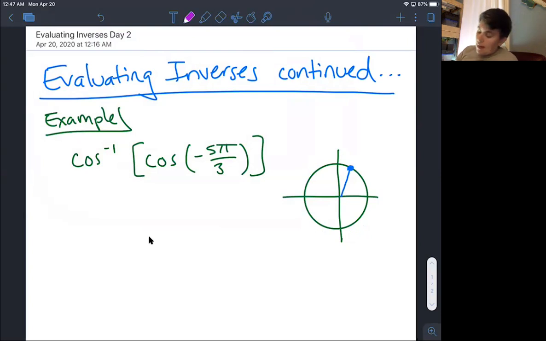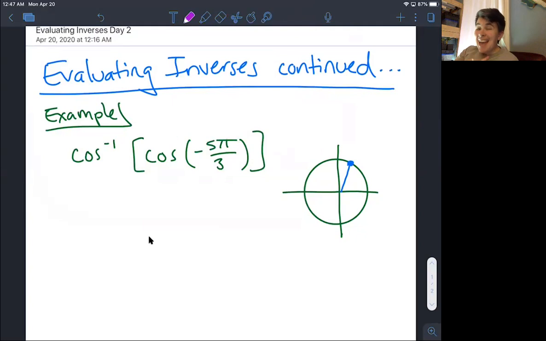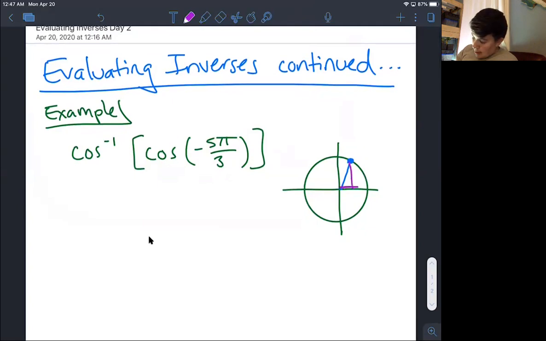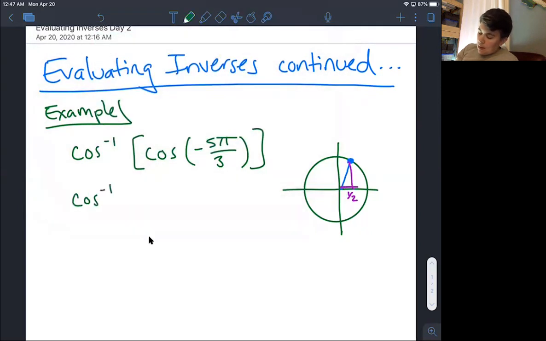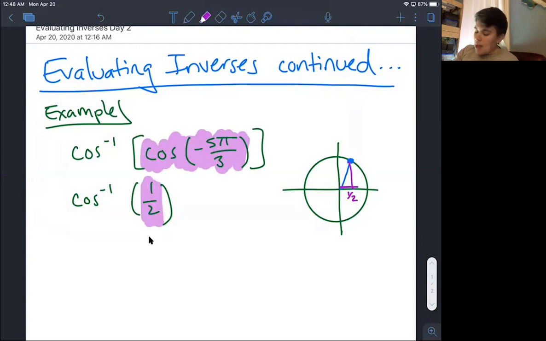So the cosine there, what is the cosine right there? Remember, cosine is the x value. So the cosine there at negative 5 pi over 3, how far did we go out on our x-axis? That is 1/2. So I'm looking for the inverse cosine of 1/2. So basically what I have done is I have taken this bit and I have replaced it with 1/2. So the cosine of negative 5 pi over 3 is 1/2. So now I need to go backwards and say to myself, okay, self, what is the inverse cosine of 1/2?